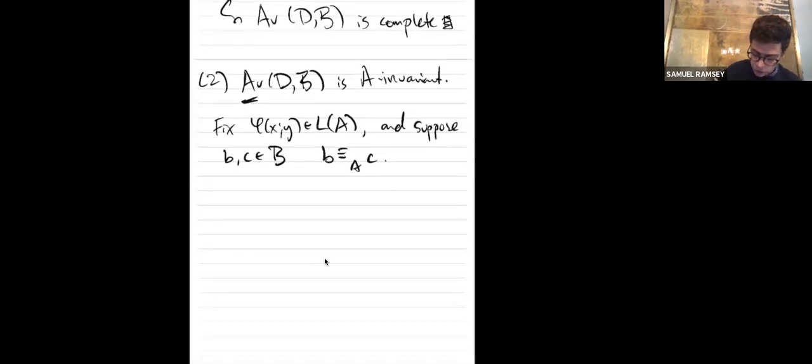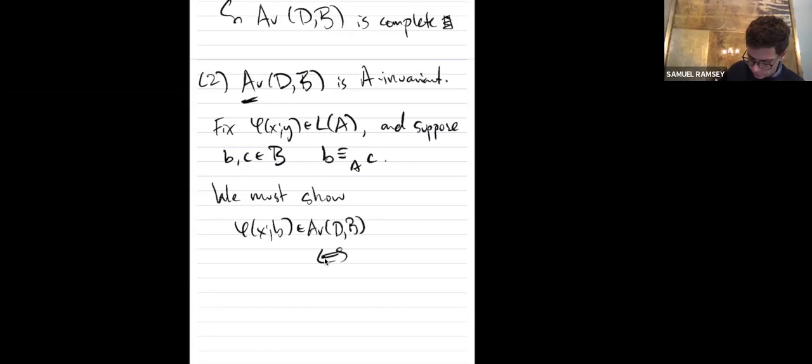What is it that we have to show? We must show phi(x,b) is in Av(D,B) if and only if phi(x,c) is in Av(D,B). This is what it means to be A-invariant. That the decision of whether or not the formula goes in or out of the type is determined not by the identity of the element, but rather its type over A.